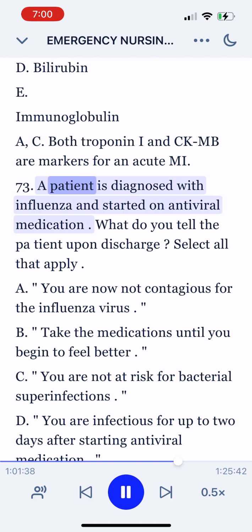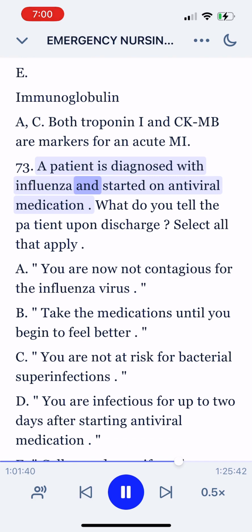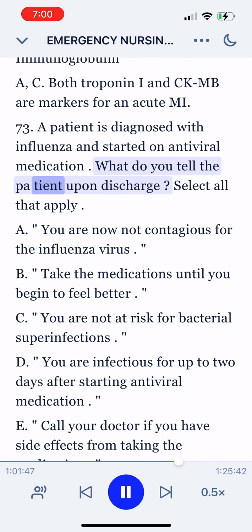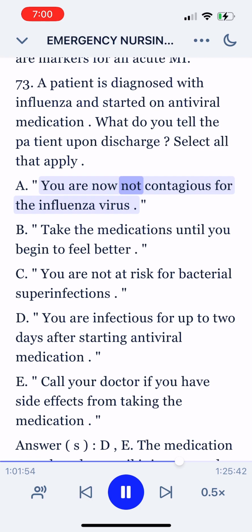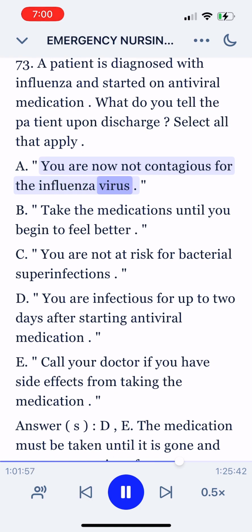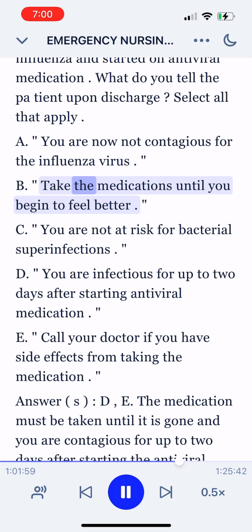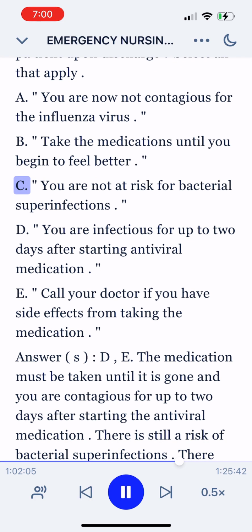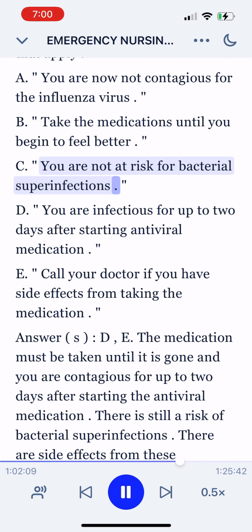73. A patient is diagnosed with influenza and started on antiviral medication. What do you tell the patient upon discharge? Select all that apply. A. You are now not contagious for the influenza virus. B. Take the medications until you begin to feel better. C. You are not at risk for bacterial superinfections.